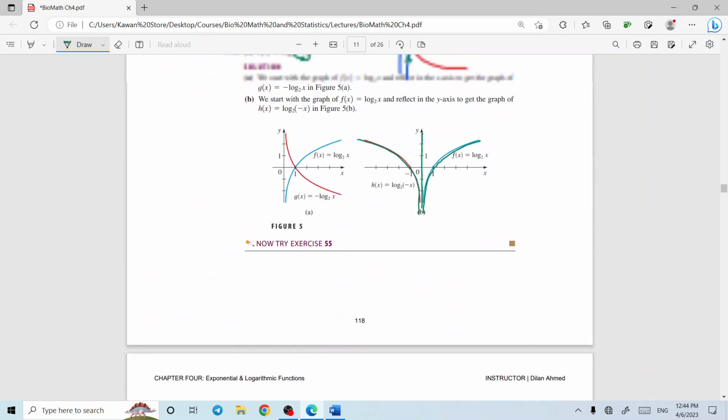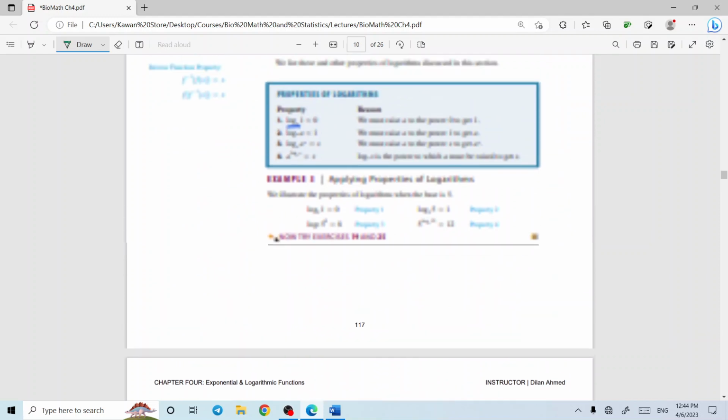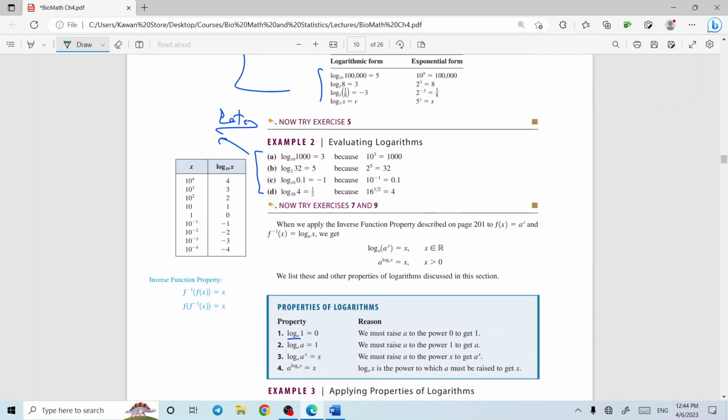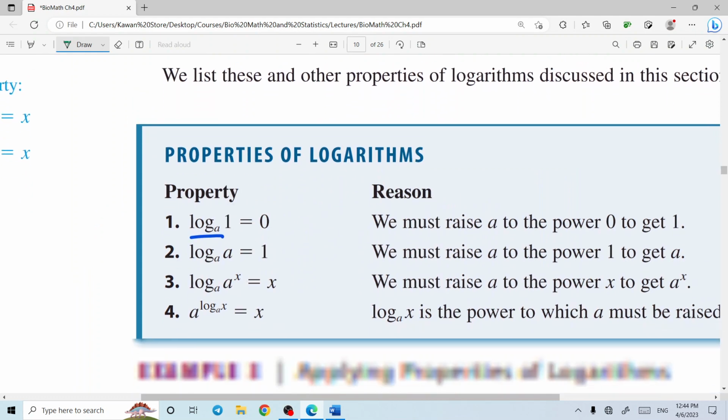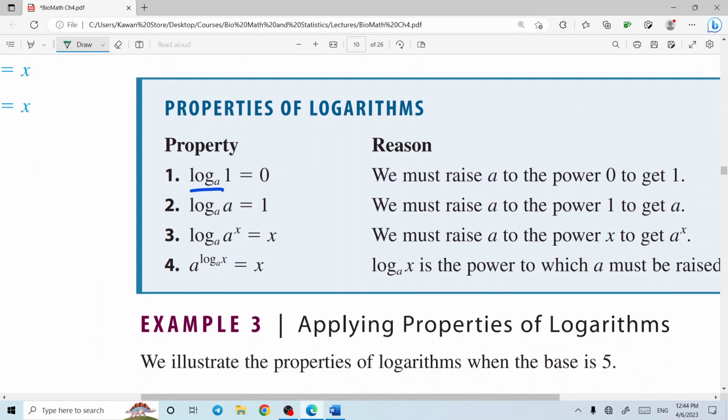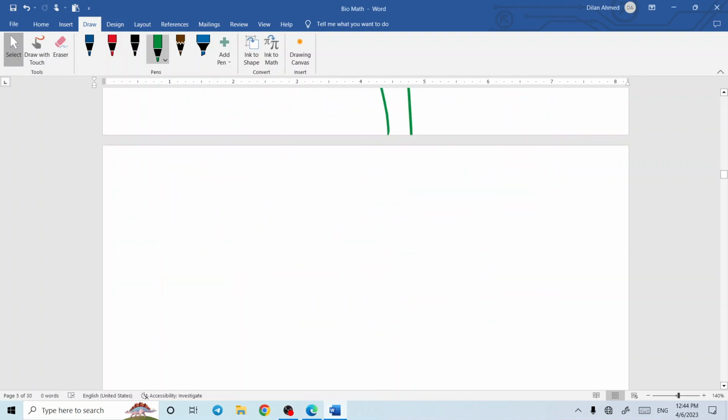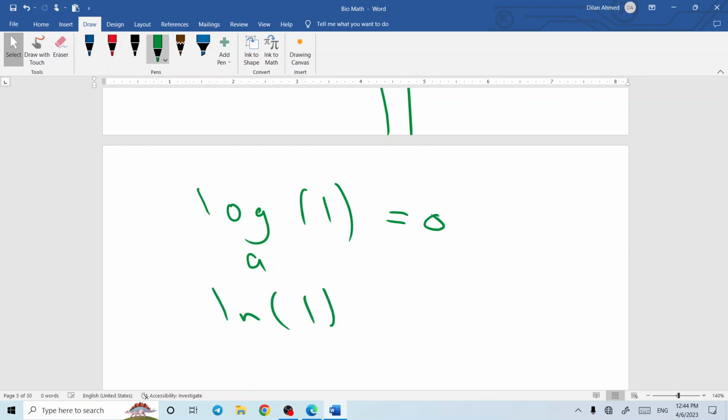Okay, now I'm going back to the properties. I'm going to talk about properties. Look, these properties can be shared with ln, the same. So there we are not going to repeat it. Log of 1 with any base, 2, 3, 10, is equal to what? 0. Any question? How about ln of 1? 0. Understood? Good.